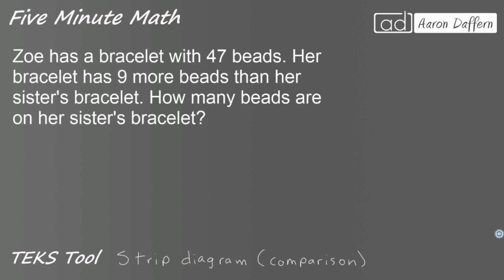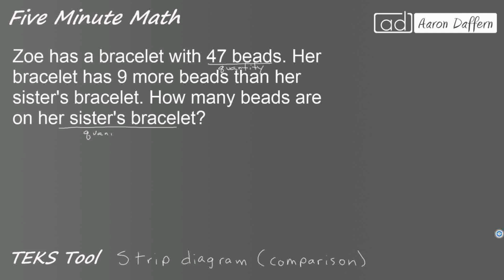So Zoe has a bracelet with 47 beads. Her bracelet has 9 more beads than her sister. How many beads are on her sister's bracelet? Well, we have two different quantities here. So Zoe has a bracelet. So this is going to be a quantity or an amount that we're dealing with. And then her sister has a quantity. And so this is another quantity.